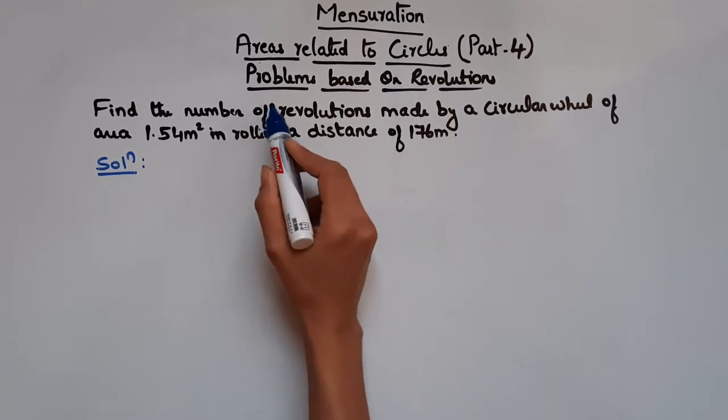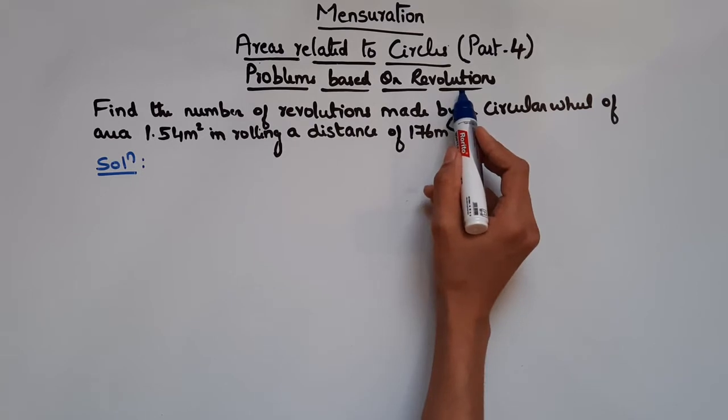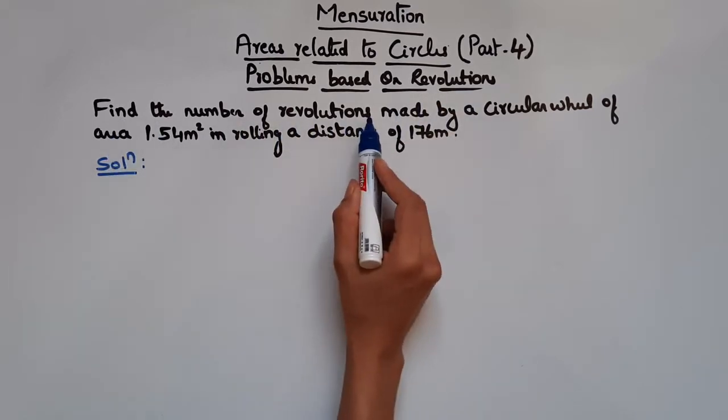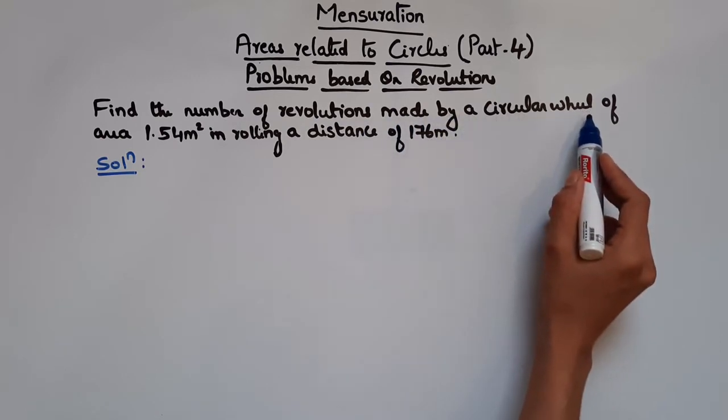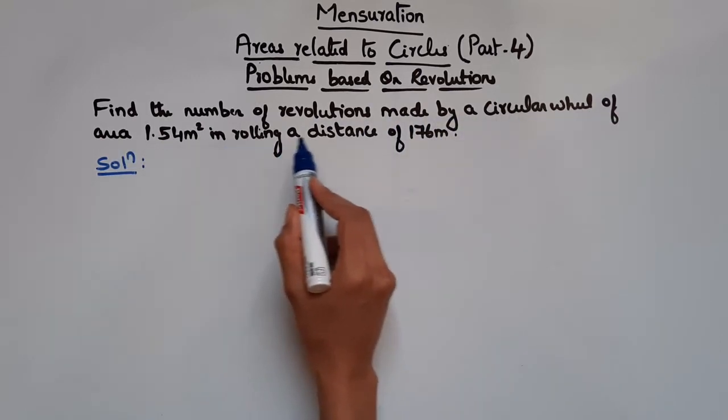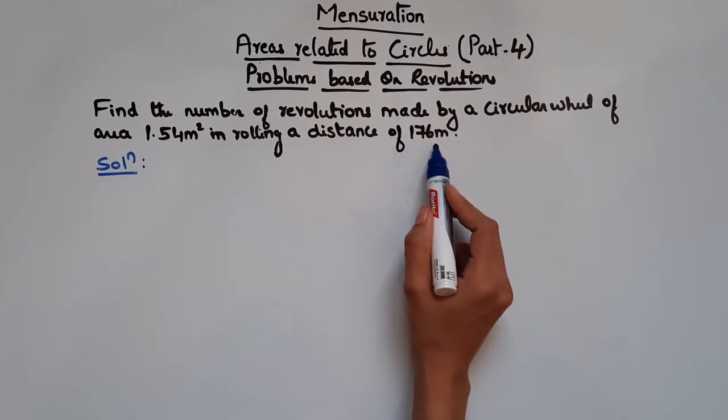So here let's see some more problems based on revolutions. So let's see this problem. Here it says, find the number of revolutions made by a circular wheel of area 1.54 square meter in rolling a distance of 176 meter.